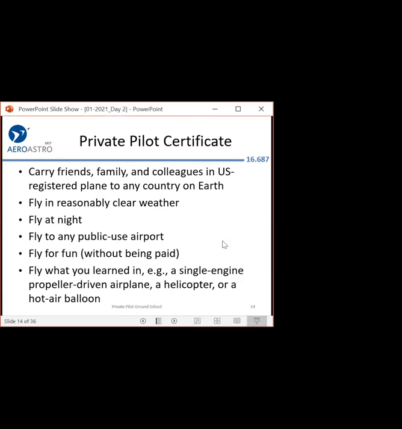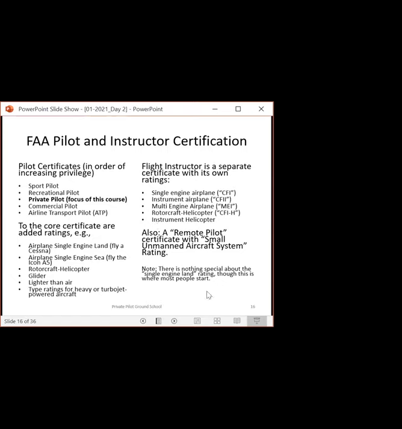Getting your private pilot gives you a lot of options in terms of you can fly with friends and family. You can actually fly at night, which is unique in the U.S. In other countries, they require an additional training, an instrument flight training or IFR, to fly at night. But in the U.S., you can actually fly at night even with your VFR. But there are a lot of different certificates. So all of this was covered in the lectures. I'm just highlighting some key points.